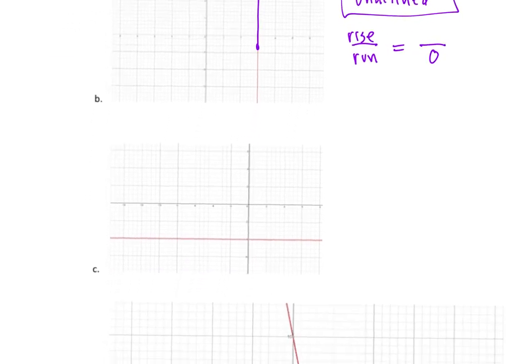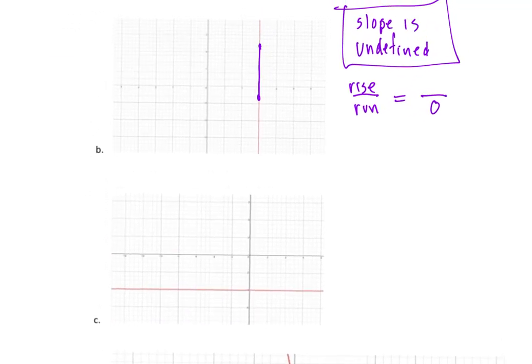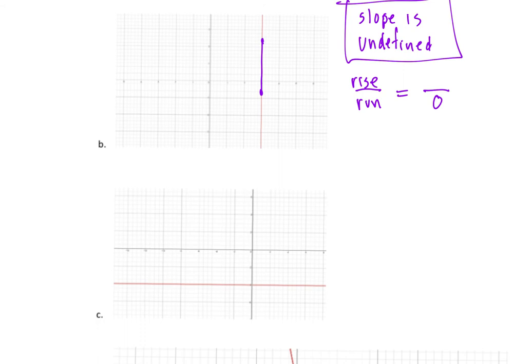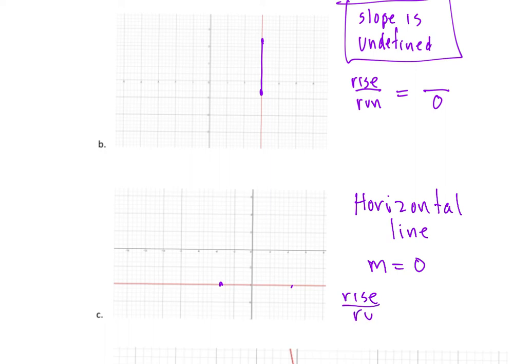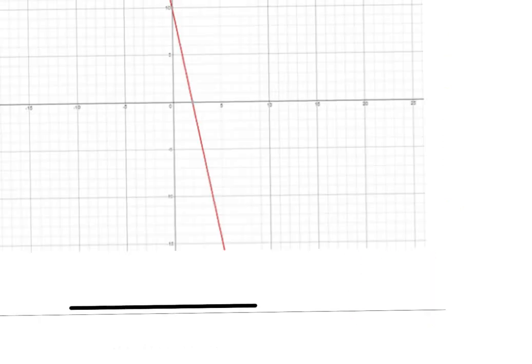Now if we flip that around and find the slope of the horizontal line, okay, we have our slope is equal to 0. Because if we do rise over run again, no matter what we are running, we are rising 0. So our slope will always be 0 there.